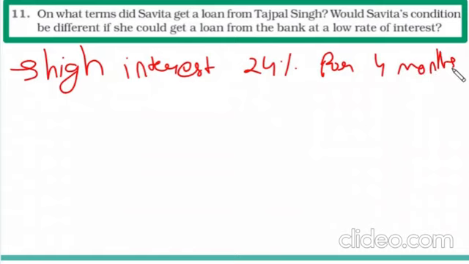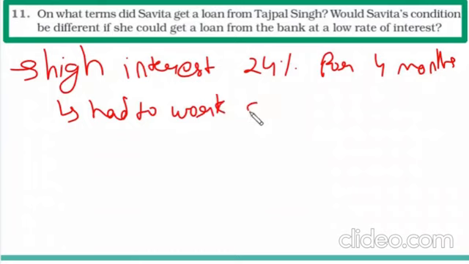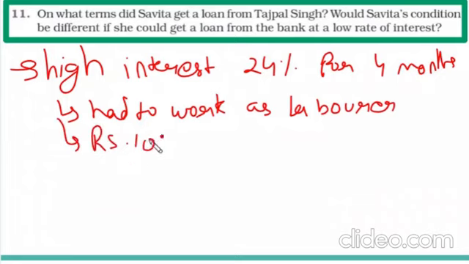And Savita had to work on his land. She had to work as a laborer on Tejpal's land, and she would get rupees 100 for that. Now, rupees 100, is it correct to give? No, it's not correct, because the minimum wage set by the government is rupees 300, but she's getting just 100 rupees.